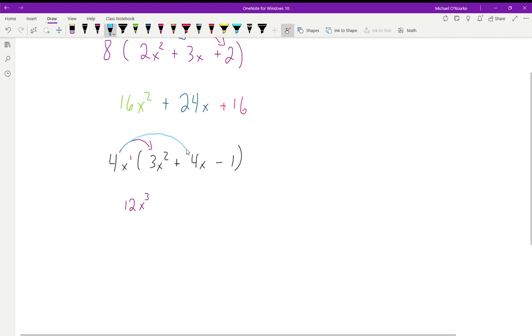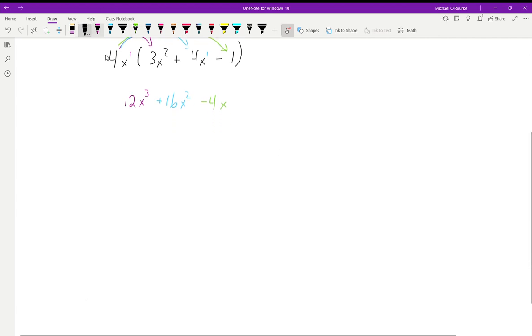Then we do the second one. 4 times 4 is 16. X times x, those are both to the power of 1, so we're going to add that up to make a 2. Then lastly, 4 times negative 1 is negative 4. There's no x here, so we're just going to bring this one through, like such.